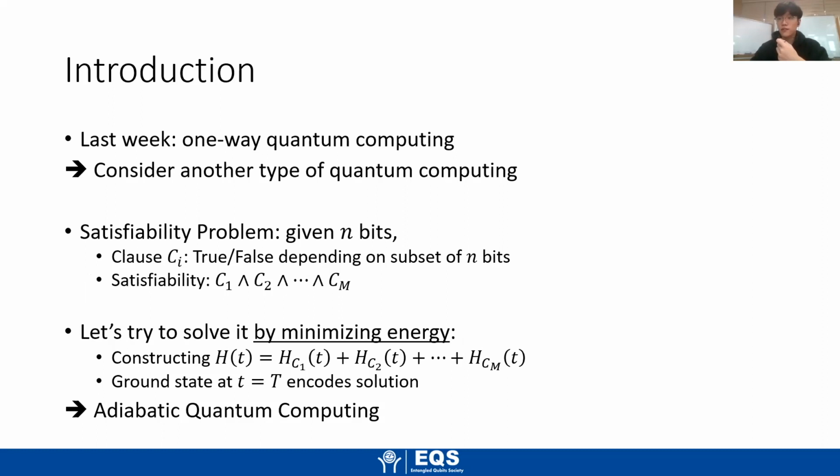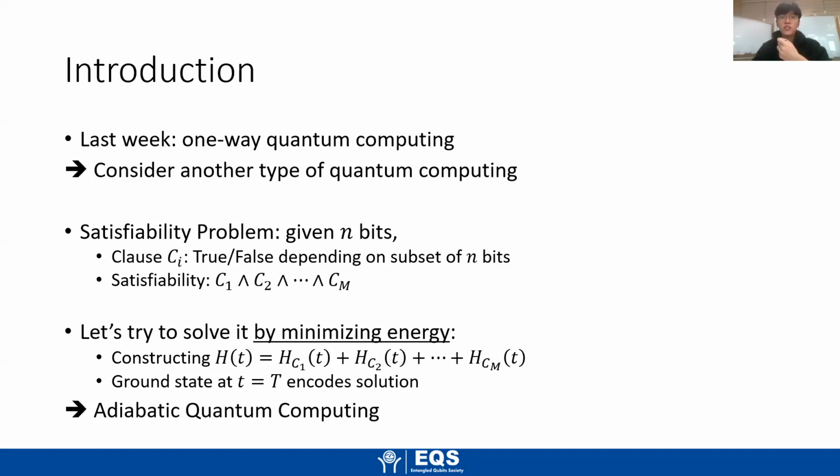So let's say that we have n bits, and each bit can be either 0 or 1. And we have many different clauses, and these clauses can be true or false given the value of some of the n bits. So depending on the combination of the values of the bits, the clauses can be either true or false. And we want to solve a problem where many of these clauses are all satisfied.